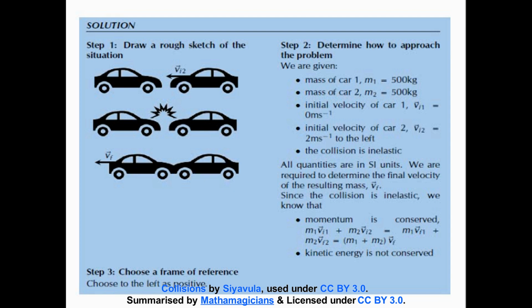Now because car 1 is stationary, in step 3 we will choose left as our positive direction because car 2 is the object that's moving. So it makes sense to choose left as positive and not right as positive because there's no right movement at all.